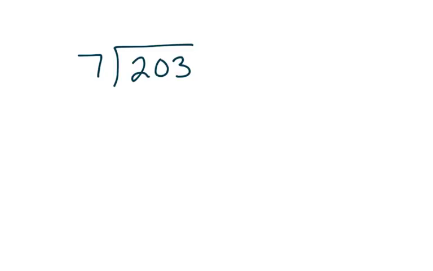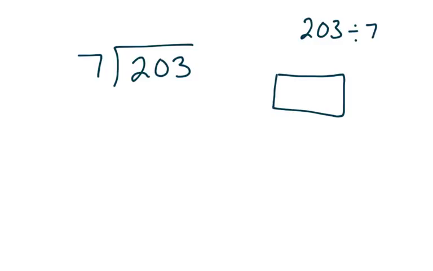Here we have 203 divided by 7, and we're going to demonstrate it as area model and then as partial quotient so we can make sure we're understanding that connection. So I'm going to write my problem up here, 203 divided by 7, and I'm going to draw my rectangle for my area model, and I'm going to put my 203 off to the side so I can do some subtraction, and my 7 would go over here.